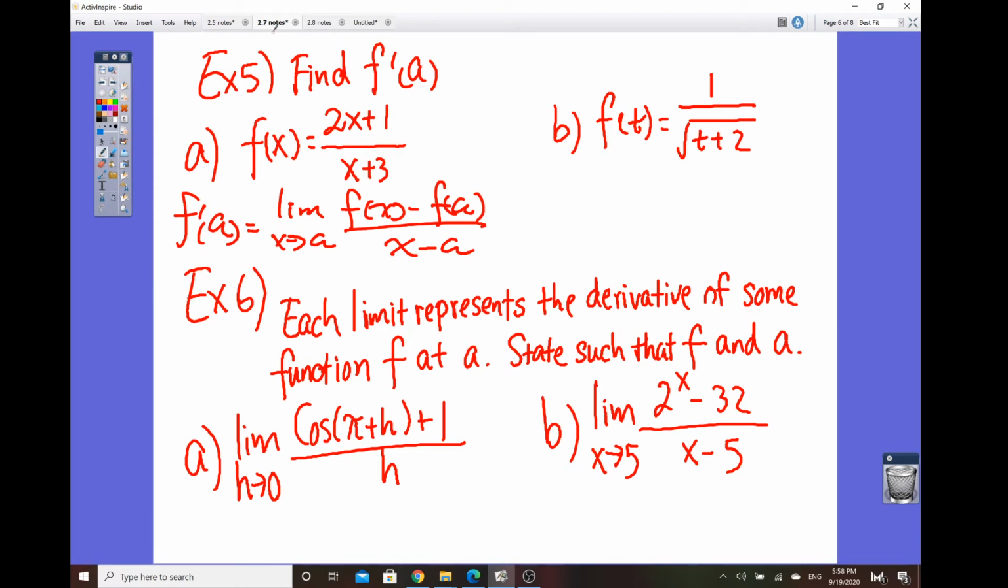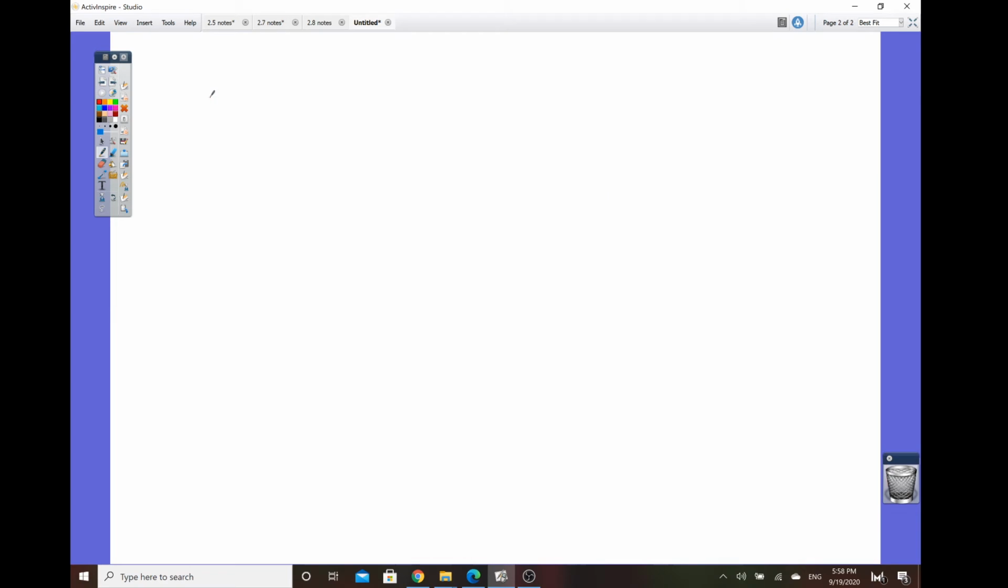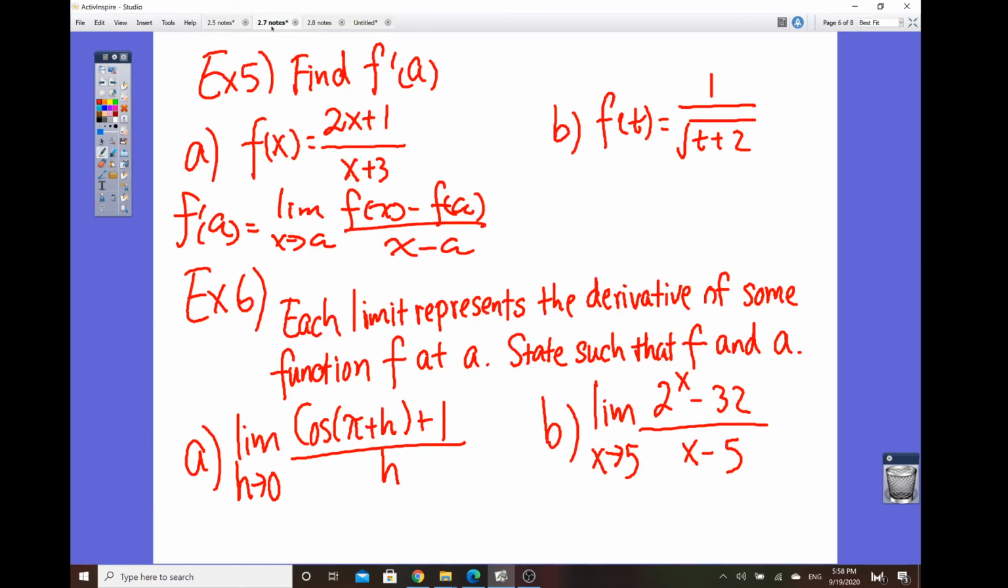So we do have 2x plus 1 over x plus 3. So f of x equals 2x plus 1 over 2x minus 3. But let me just double check this one here. So 2x minus 1, no, over x plus 3. Excuse me. Over x plus 3.